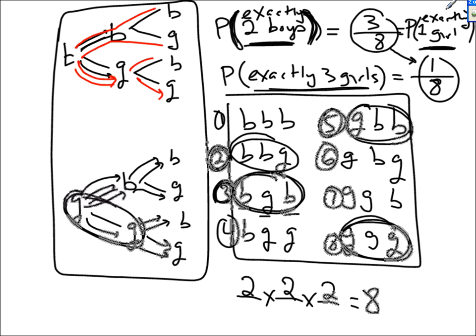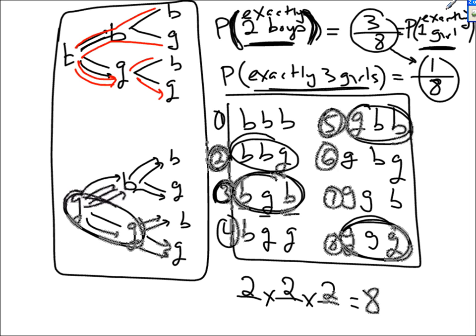Two girls means one boy. This means exactly one boy. And that boy can either be born first, second, or third. So there's three cases, 3 out of 8. Or you can count them.